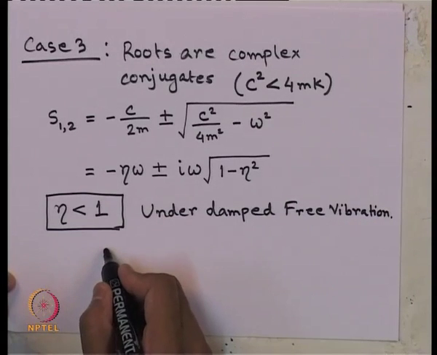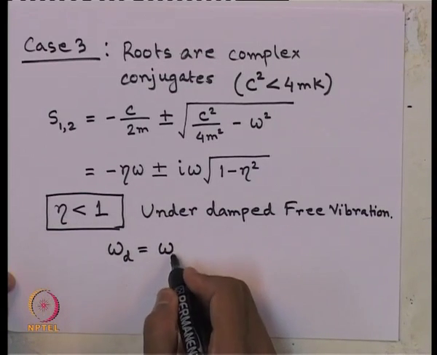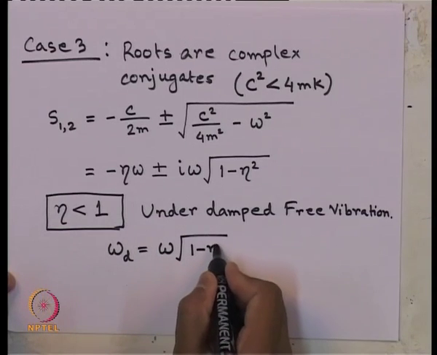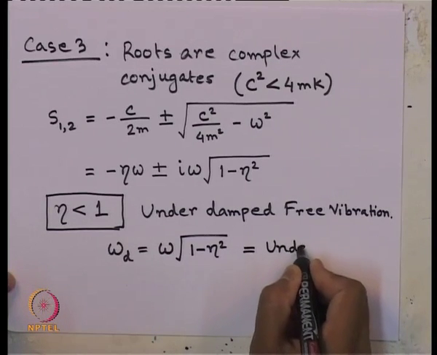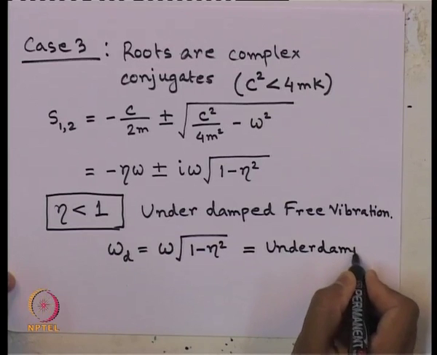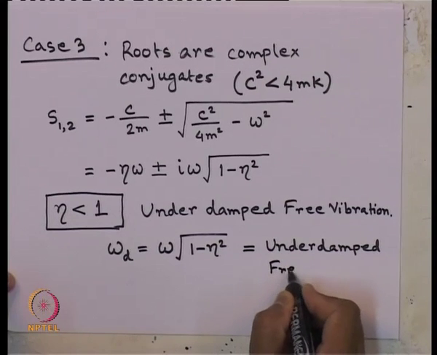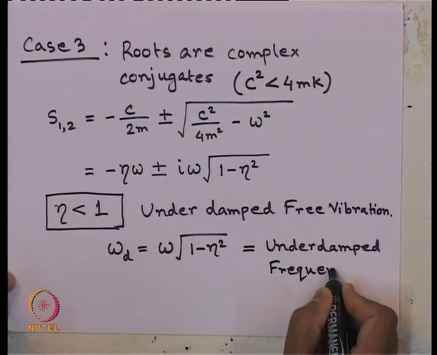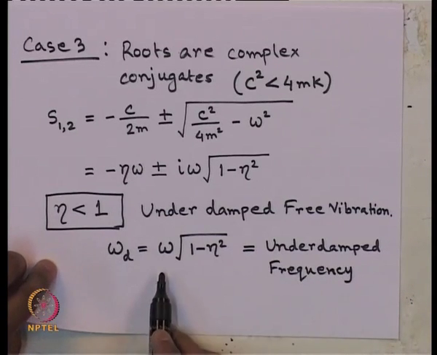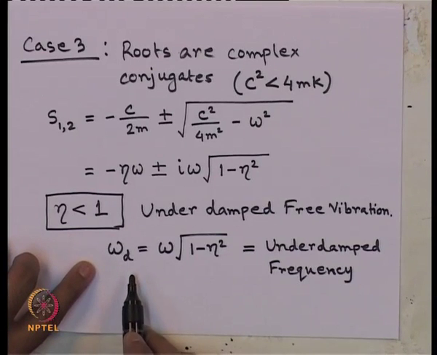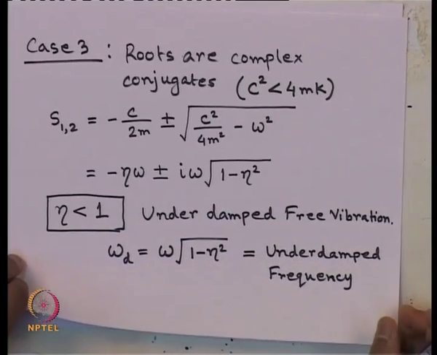Now, let us define another parameter omega d, which is expressed as omega times root over 1 minus eta square, which is called under damped frequency. So, earlier we have seen omega d cap, which is called over damped frequency. Now, we are defining another parameter, which is omega d only, given by omega times root over 1 minus eta square, is called under damped frequency.